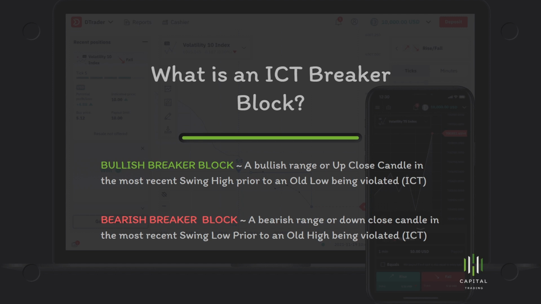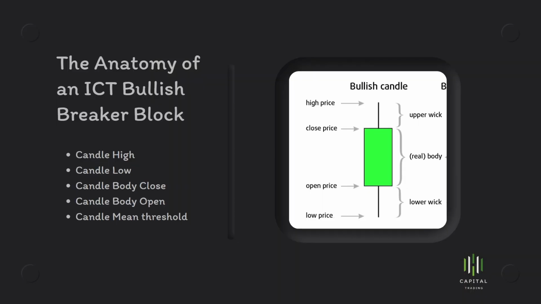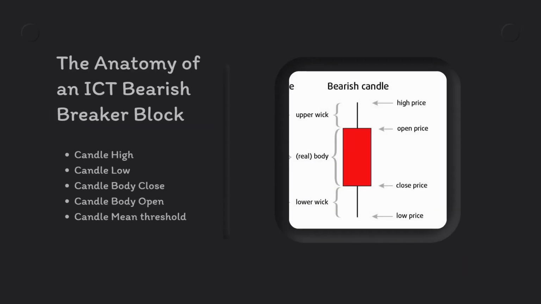A breaker block basically is a down close candle in the most recent swing low prior to an old high being violated. It's the same thing for order blocks and propulsion blocks. We look for the same points of sensitivity from the high up to the mean threshold, right? So I'll jump that.